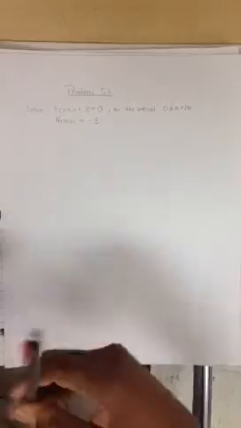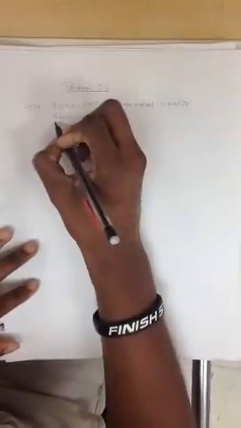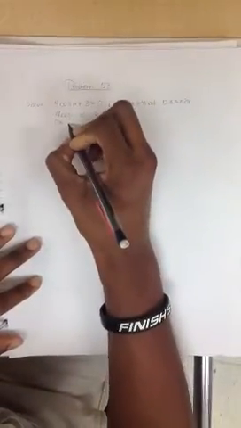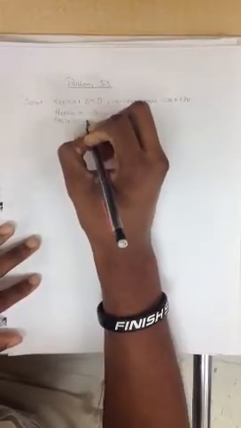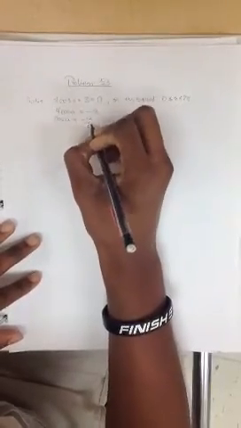We subtract the 3 from both sides. Next we want to divide by 4 to get cosine of theta by itself, giving us minus 3 over 4.